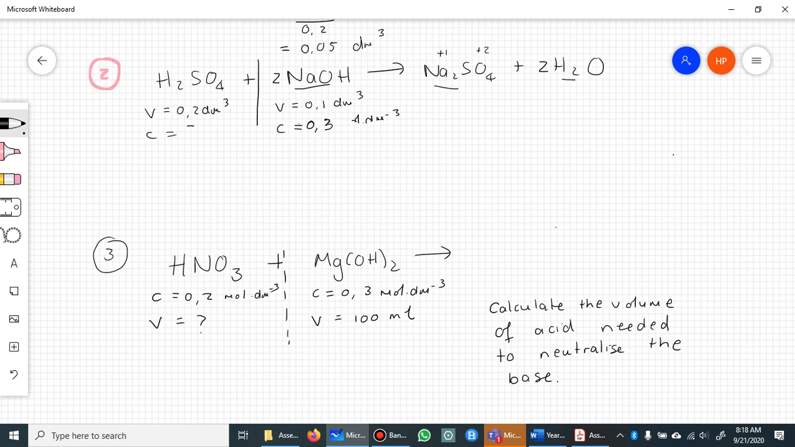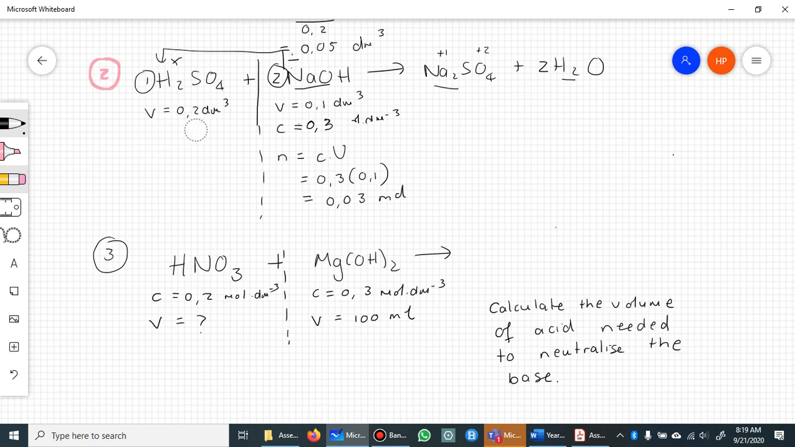Okay, so what do we start with? We start with the one we have the most information on. So we say n is equal to C times V. The concentration of this is 0.3. The volume is 0.1. And it gives me 0.03 mole. Okay, then what do I do after that? Mole ratio, hey? So I have the moles of this one, so I divide by 2 times by 1.